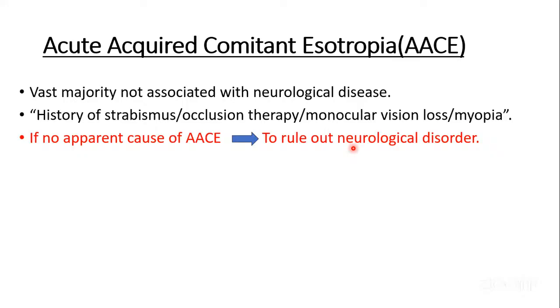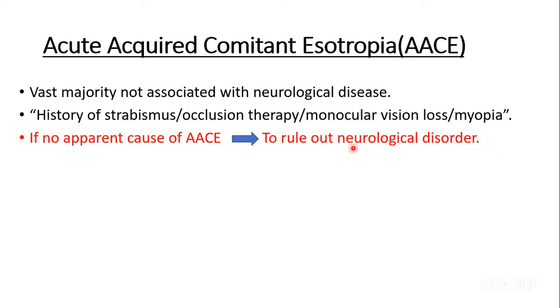Restricted extraocular motility. That is not acute acquired comitant. Now we will go for the sixth nerve. But if the patient is having comitant deviation, there won't be any restricted movement. Those patients will come with full extraocular motility, but still they might have neurological problems.